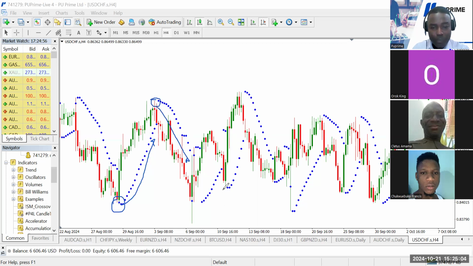Again, when the dot is below the candle, we're looking for an opportunity to buy. And when the dot is above the candle, we're looking for an opportunity to sell. And we can do that on and on like that.